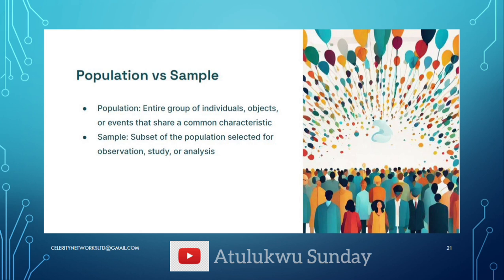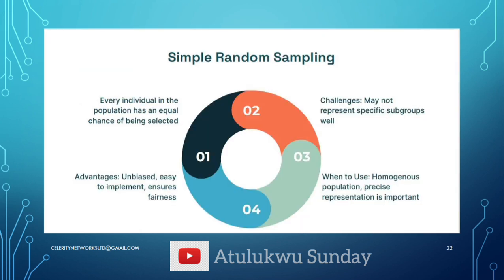Then the different kinds of sampling methods that we have are: one, simple random sampling. Just as the name implies, it's simple and random, and you pick anyhow you want. This entails that every individual in the population has an equal chance of being selected. However, the challenge it faces is that it may not represent specific subgroups well. For example, maybe there is a minority subgroup that is not much, so the chances of picking them up may be less.